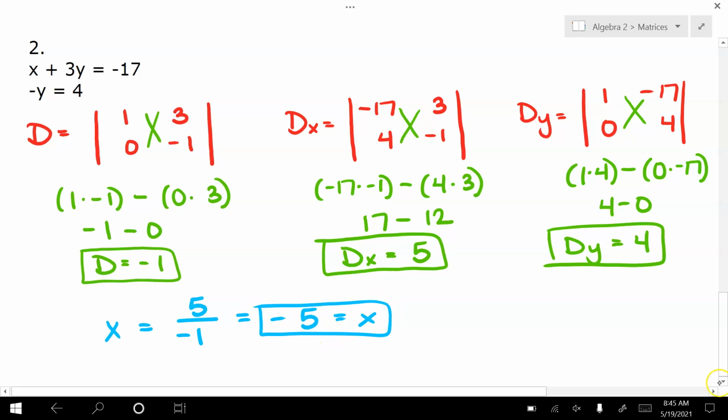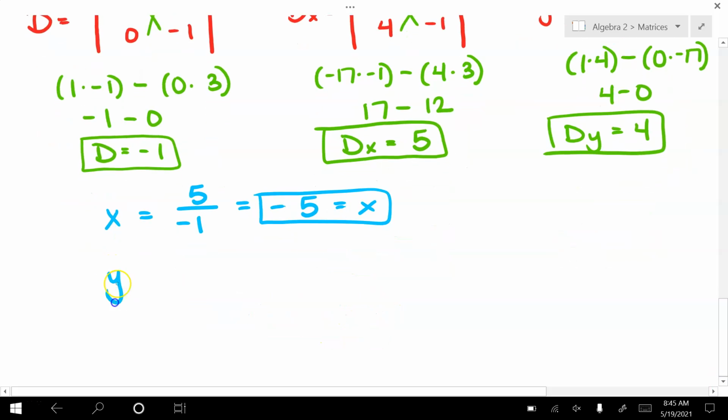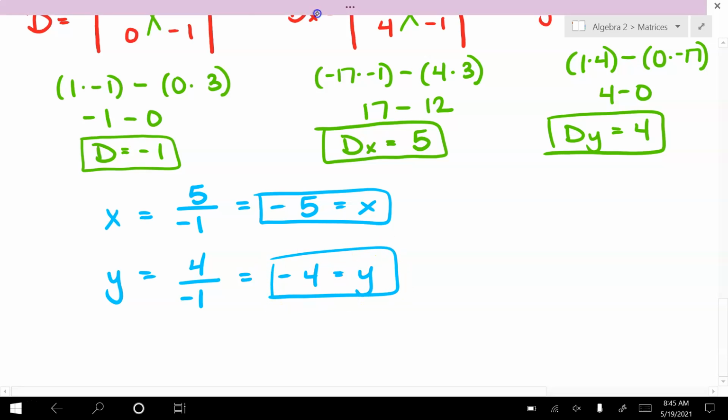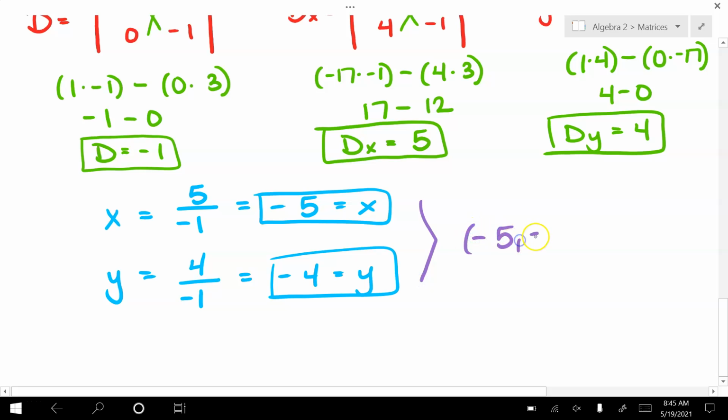And then for the y value, I take that 4 divided by the -1, I get -4. And that would be my y. And again, if you wrote it as a coordinate, an ordered pair, that's fine. It would be -5, -4.